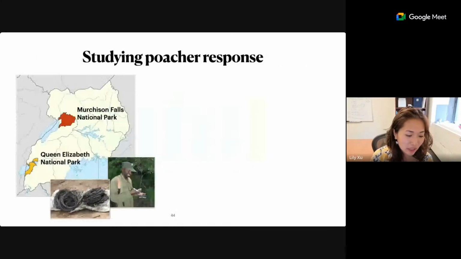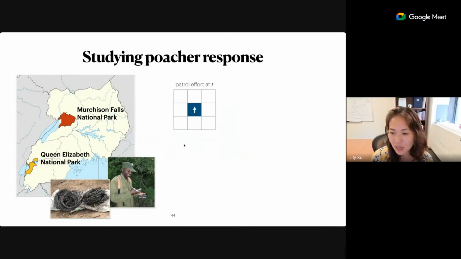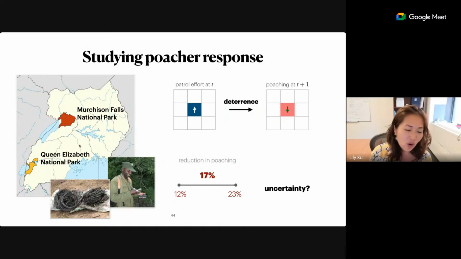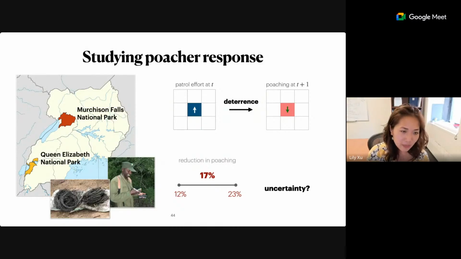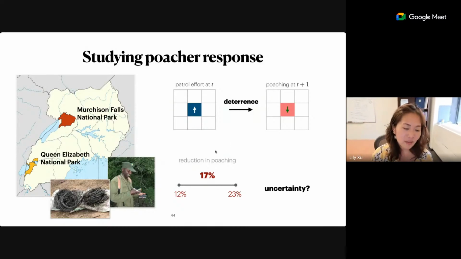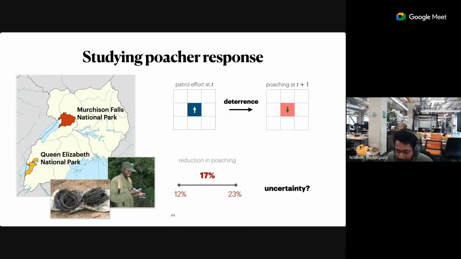Yes, absolutely. I don't have it written out here, but in our model of deterrence, we have the baseline poaching probability, and then the amount that this will reduce based on what actions were taken in the previous time step. So we take that static prediction problem, and then we try to estimate the amount of change. Thank you very much.